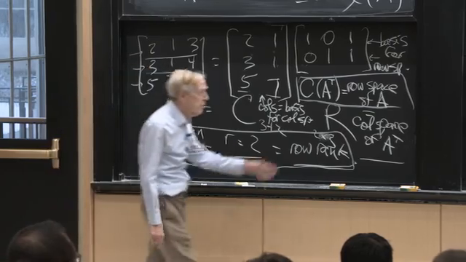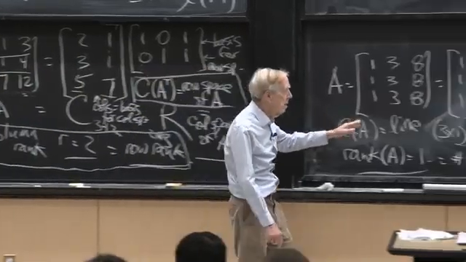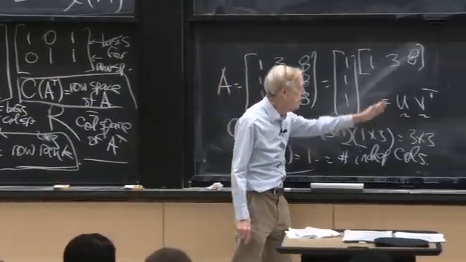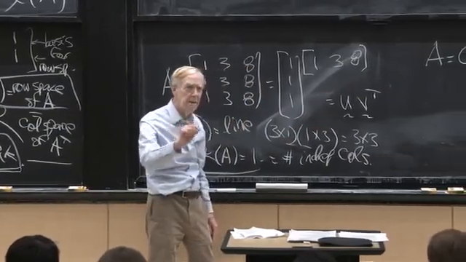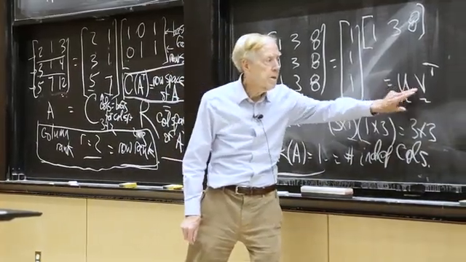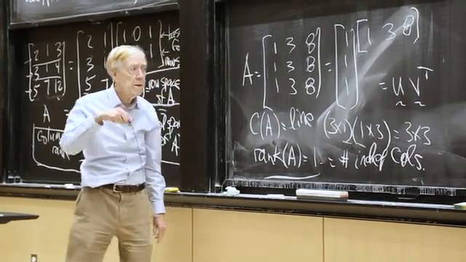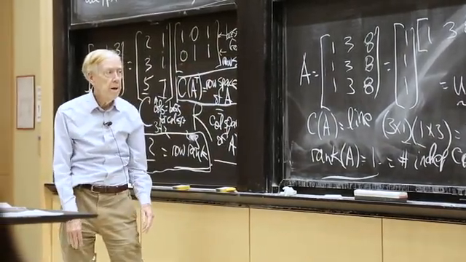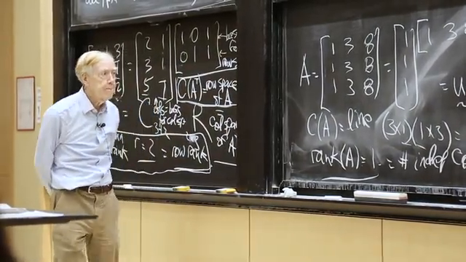And here was the special case where the column space is all multiples of U, a line through U. The row space is all multiples of V, a line through V, and that's the basic building block. Yeah.